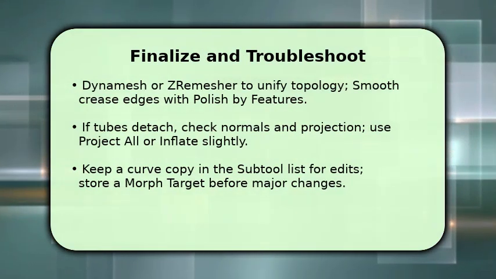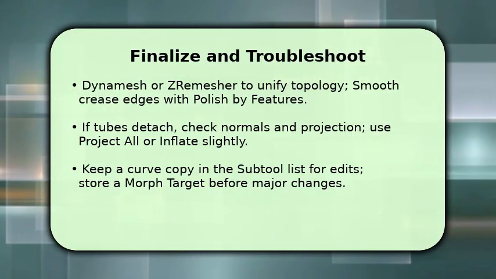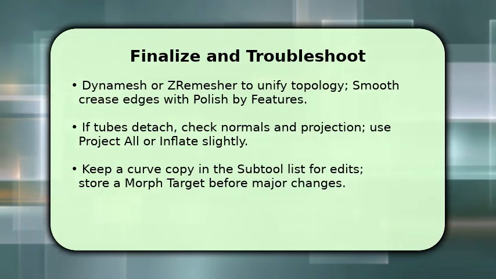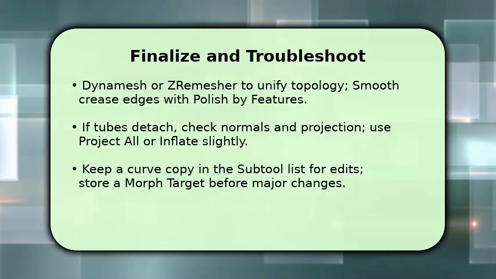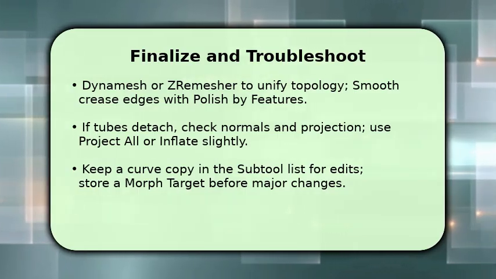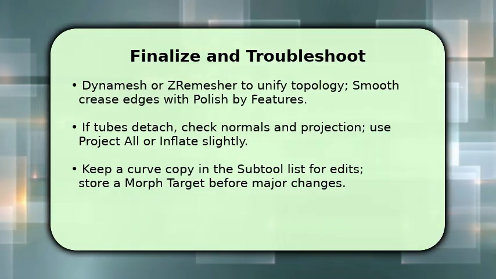If the tube appears detached or shaded wrong, check normals and use project all from another subtool, or slightly inflate the mesh to reproject pixels. This resolves gaps and artifacts. Make sure to keep a copy of the curve or save a morph target before destructive steps so you can revert or refine easily.